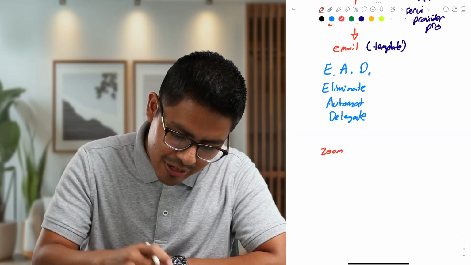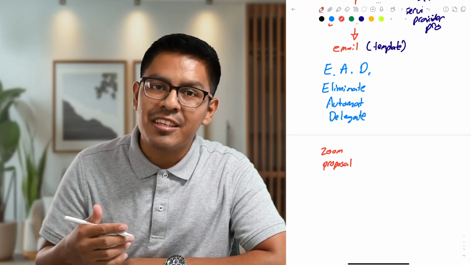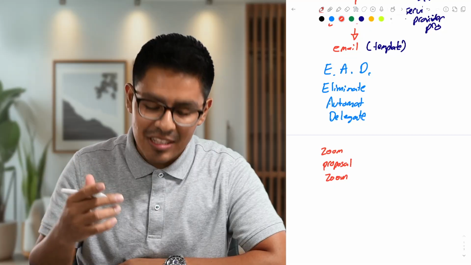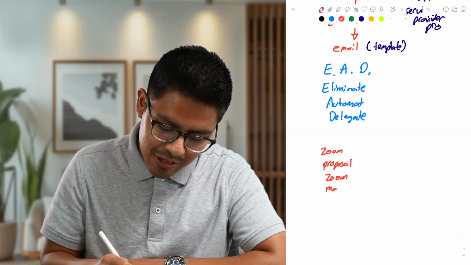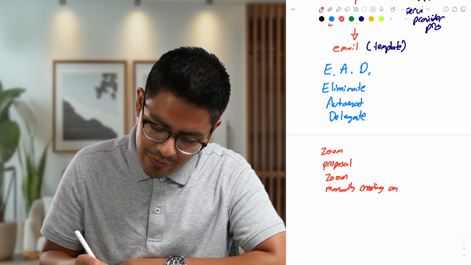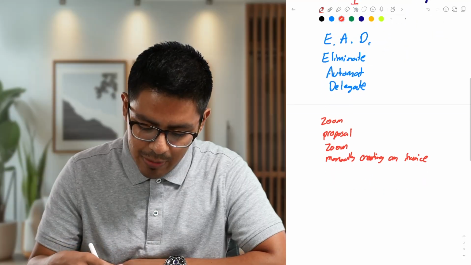You're on a Zoom call, and then after the Zoom call, you create a proposal. After you send the proposal, you jump on another Zoom call to try to close the client. And now you close the client. After you close the client, you're manually creating an invoice, and then sending that over to the client, waiting for them to pay.